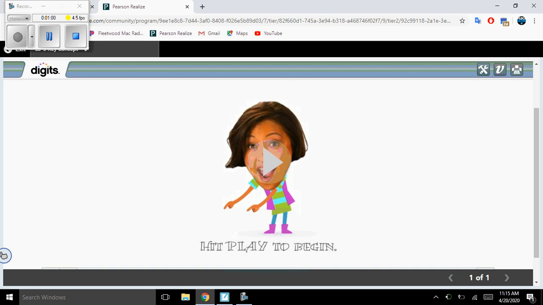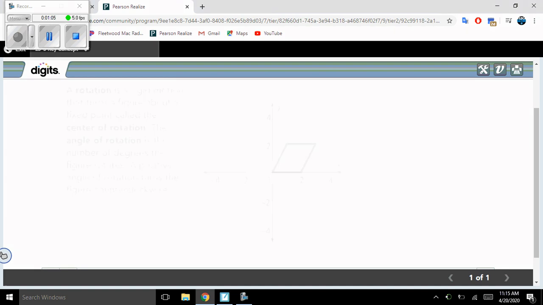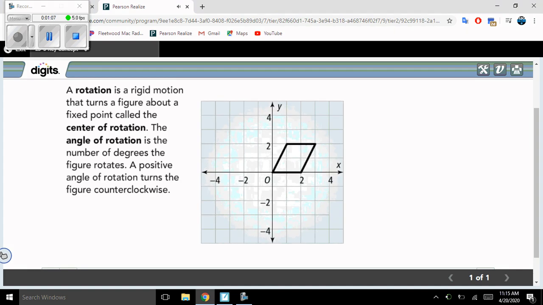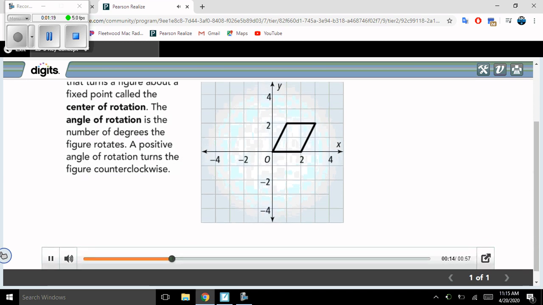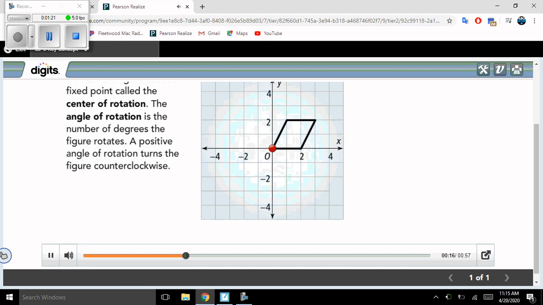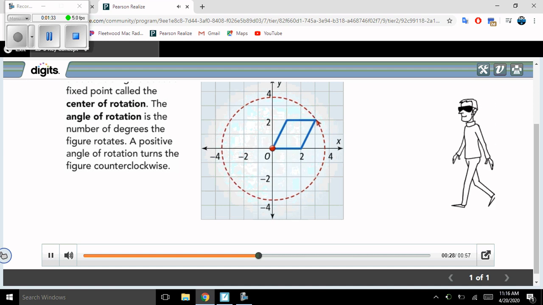Here's what we've got going on right here, for this young lady who may have a cold today. Freezing in here. A rotation is a rigid motion that turns a figure about a fixed point called the center of rotation. The angle of rotation is the number of degrees the figure rotates. A positive angle of rotation turns the figure counterclockwise. Suppose the origin is the center of rotation. You can rotate a figure 90 degrees, 180 degrees, 270 degrees, and 360 degrees about a center of rotation.